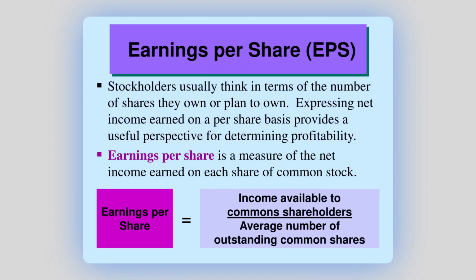Usually, think in terms of the number of shares they own or plan to own. Expressing net income earned on a per share basis provides a useful perspective for determining our policy. So EPS can be measured as the net income earned on each common stock. So income available to shareholders divided by your average number of common shares. So sa FAR na yan, okay? Sa FAR.